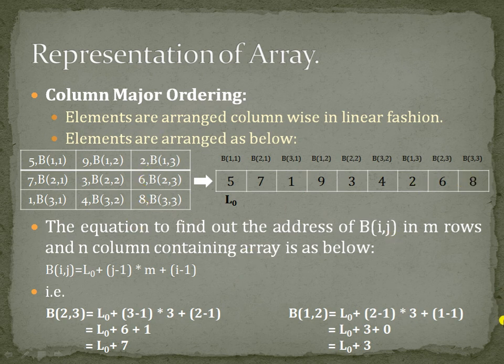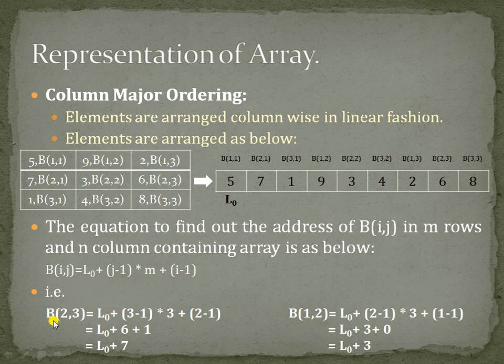The equation to find the address of Bij in an array containing m rows and n columns is as below. B of ij is equal to L0. Again, L0 is the base address, the starting address of your array, or the address of the first element in the array, plus (j minus 1) into m, where m stands for the number of rows, plus (i minus 1).